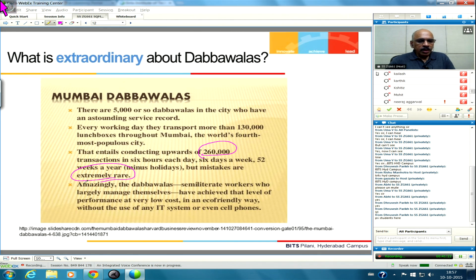There are semi-illiterate workers who can read just numbers. They achieved that level of performance at a very low cost in an eco-friendly way. They are not using any trucks, without use of any IT system or even cell phones. That is extraordinary.